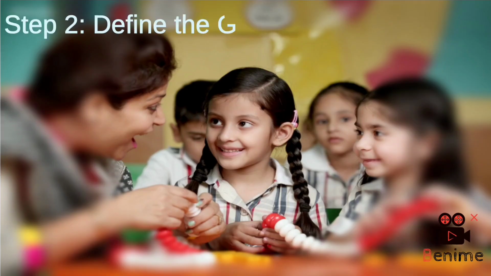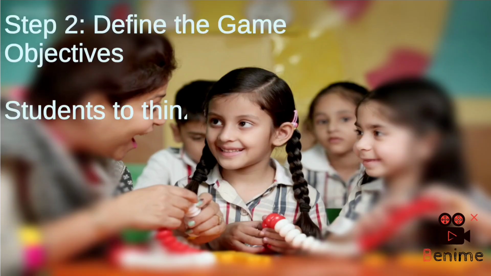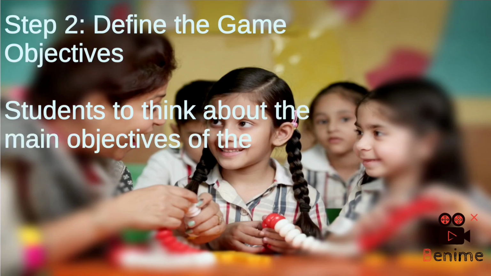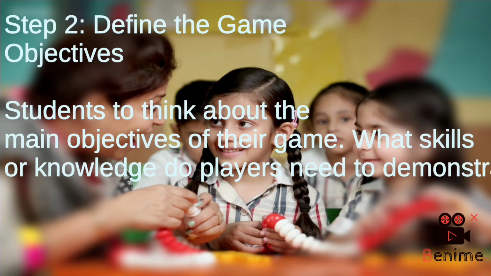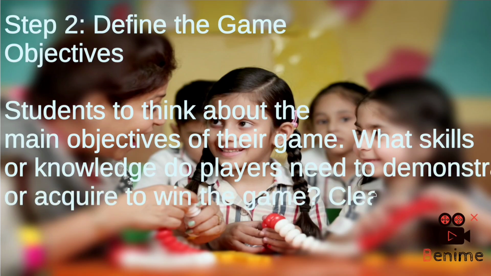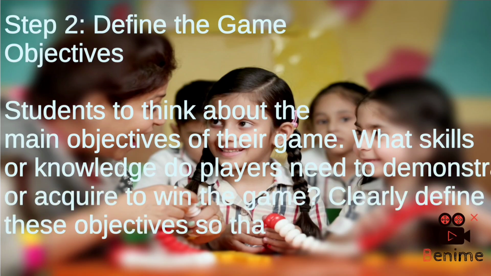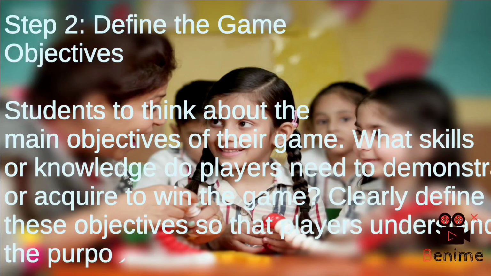Step 2. Define the game objectives. Students should think about the main objectives of their game. What skills or knowledge do players need to demonstrate or acquire to win the game? Clearly define these objectives so that players understand the purpose and rules of the game.